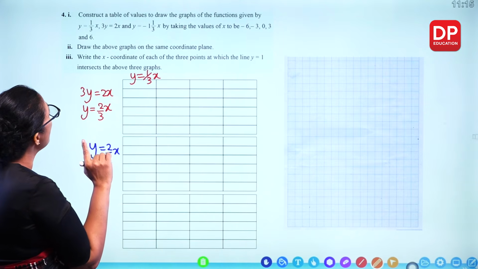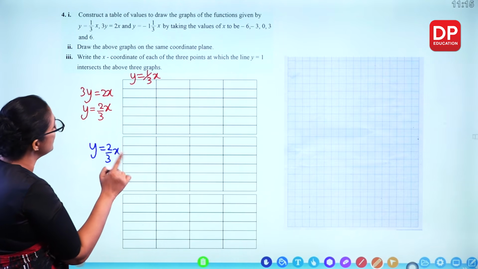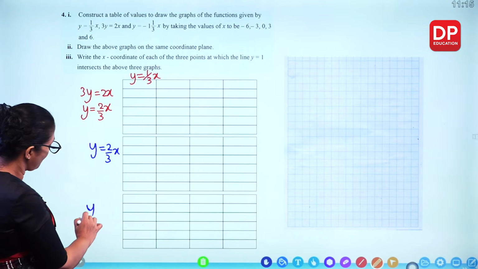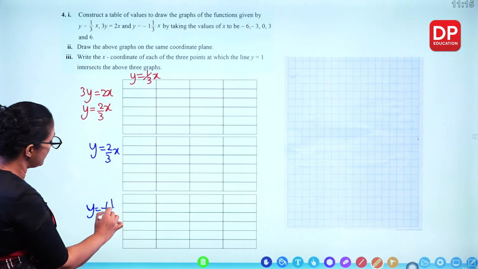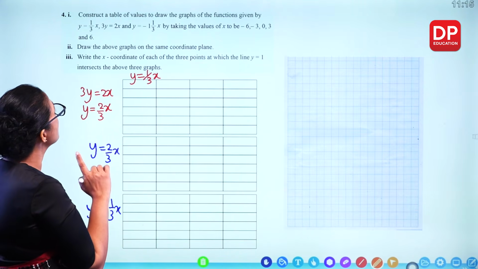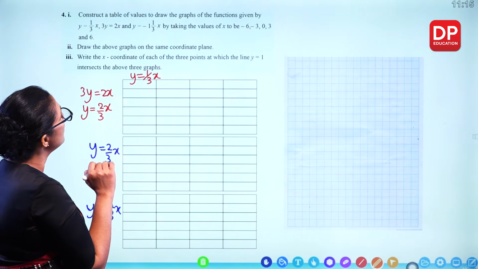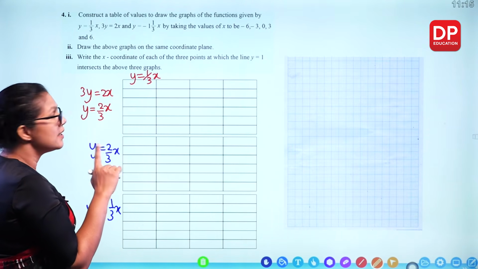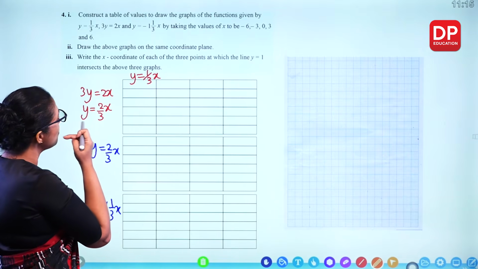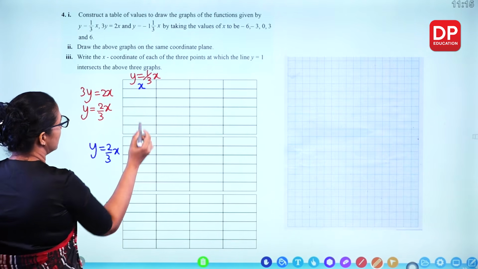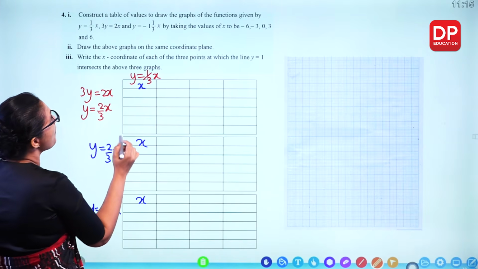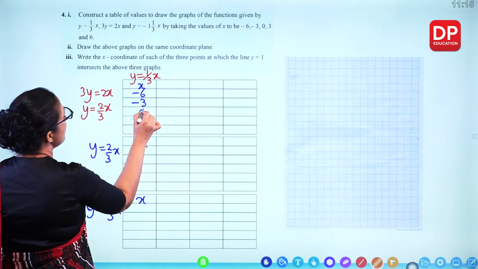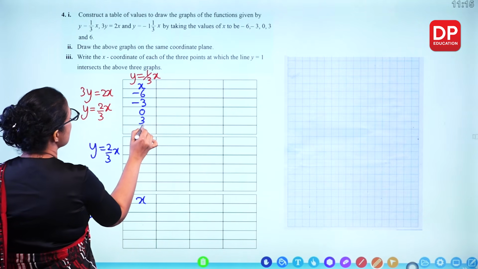Next one, y equals minus 1 and 1/3 x, by taking the values minus 6, minus 3, 0, 3 and 6. So we'll first make the table. I'll take this is x. What are the values? Minus 6, minus 3, 0, 3, 6.